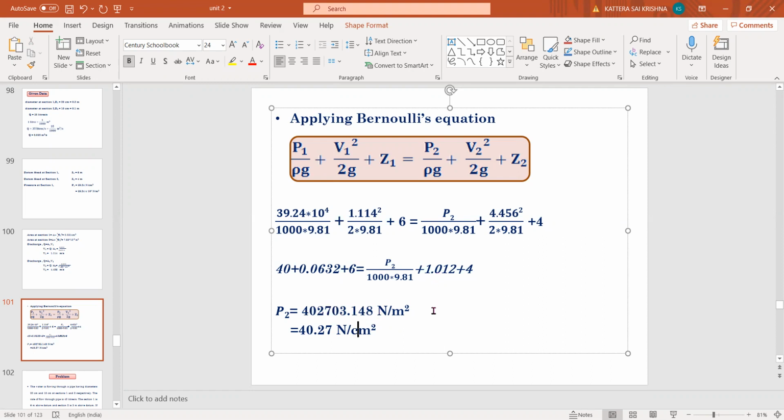Okay. Any doubt in this? What did he ask us to find? He asked us to find this only, P2, the pressure at the second section. So that we got here. You can write the pressure at section 2, P2, is equal to 40.27 Newton per centimeter square. So the pressure at section 2 is 40.27 Newton per centimeter square.